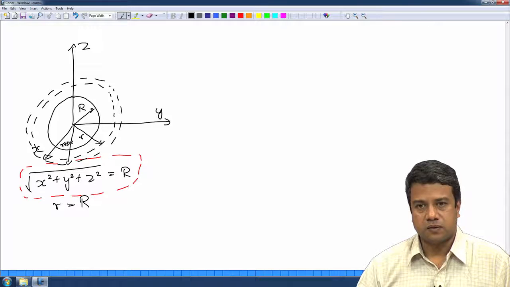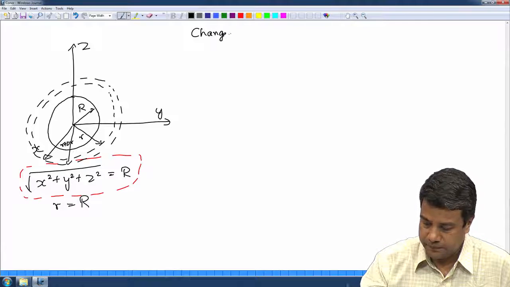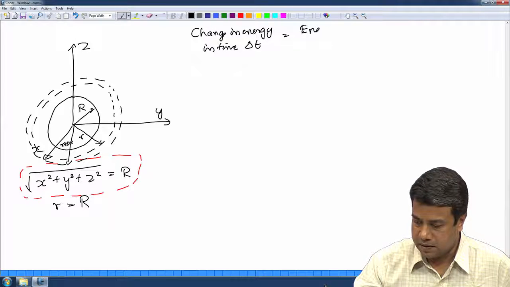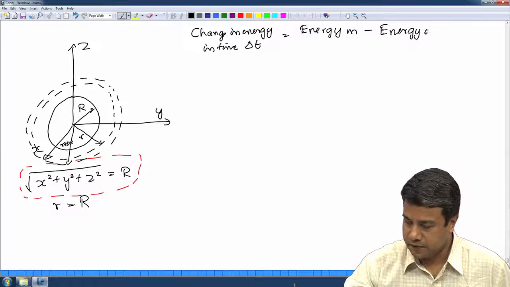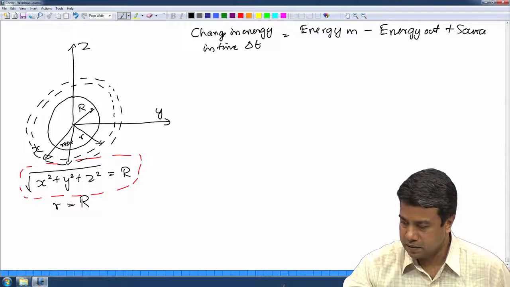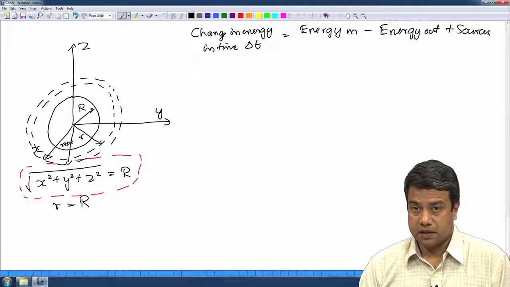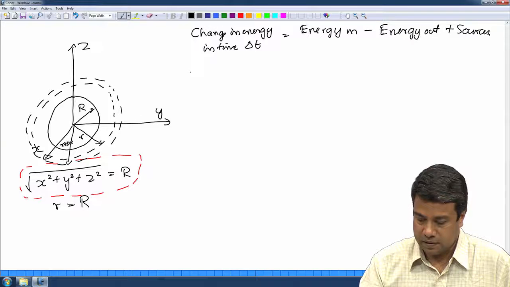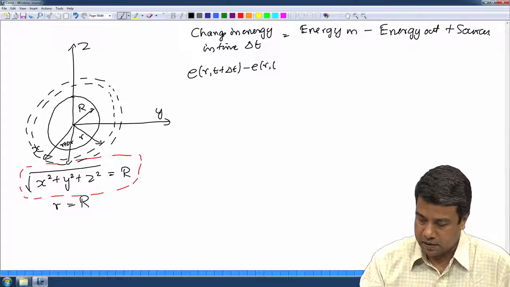So, if you are solving the heat transfer problem, for example, I would say that the change in energy in time delta t is equal to energy in minus energy out plus any sources. So, that is going to be the balance condition. Change in energy is going to be equal to the difference in energy density, E at r, t plus delta t minus E at r, t, times the volume.